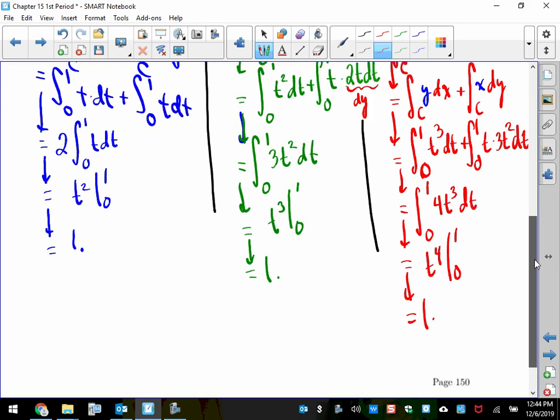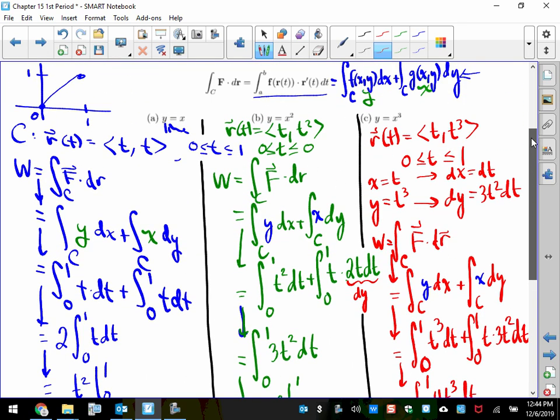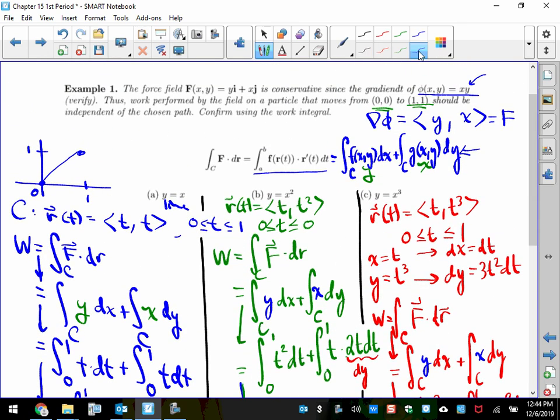So regardless, in each path, the work accomplished is 1. And this is all because of this field here. We calculated it at the very start to be conservative. So this is a special type of field, which is the gradient of some potential function phi.